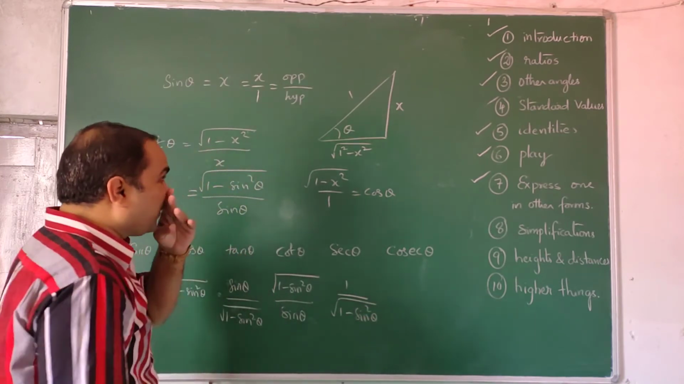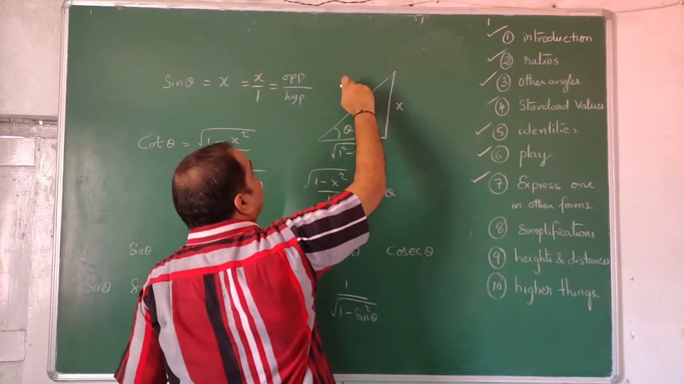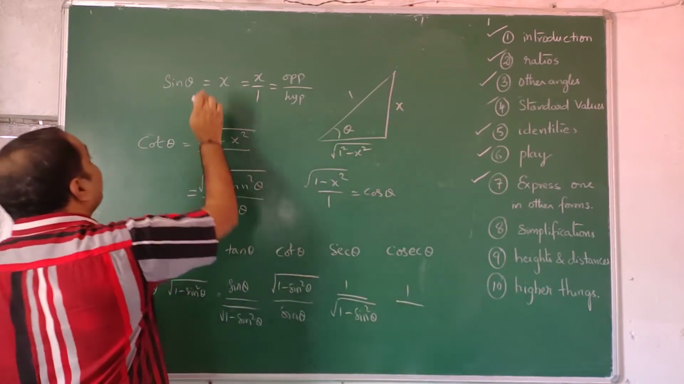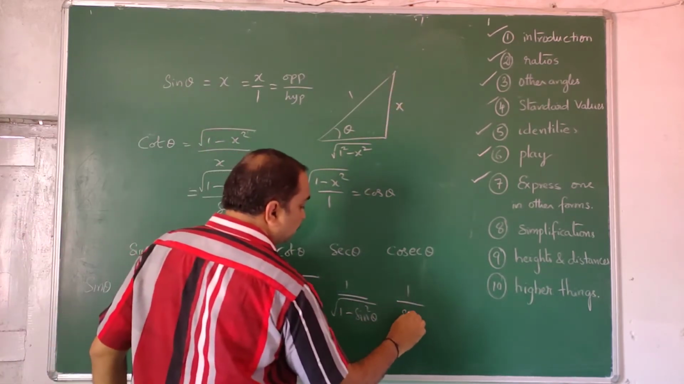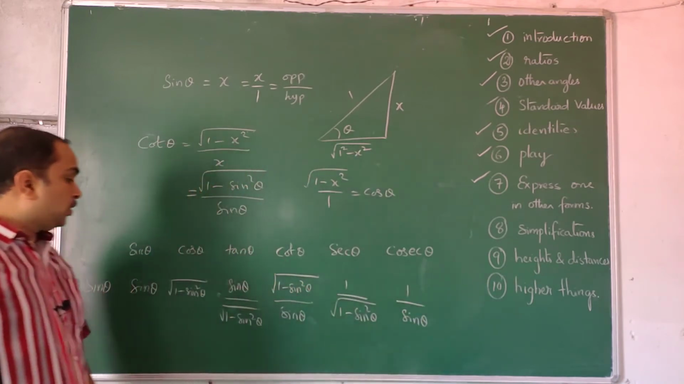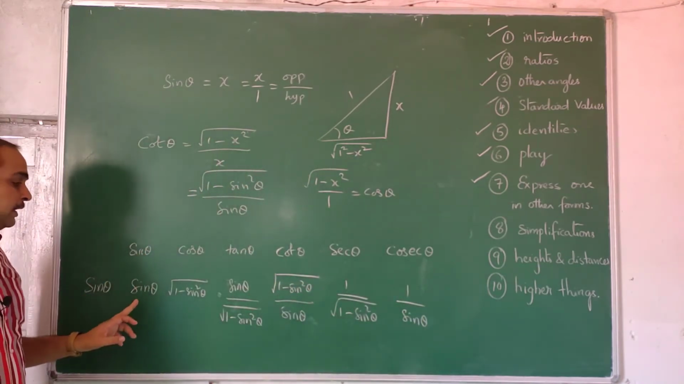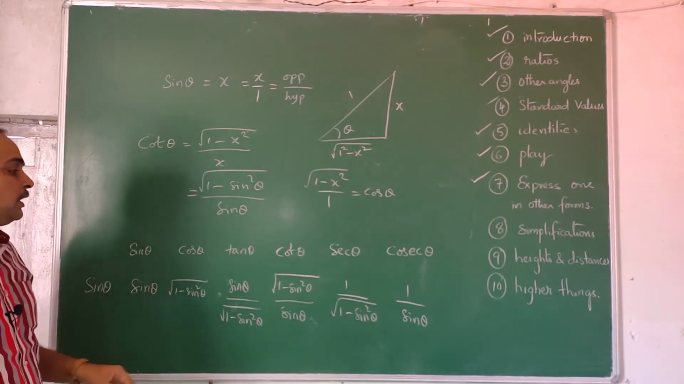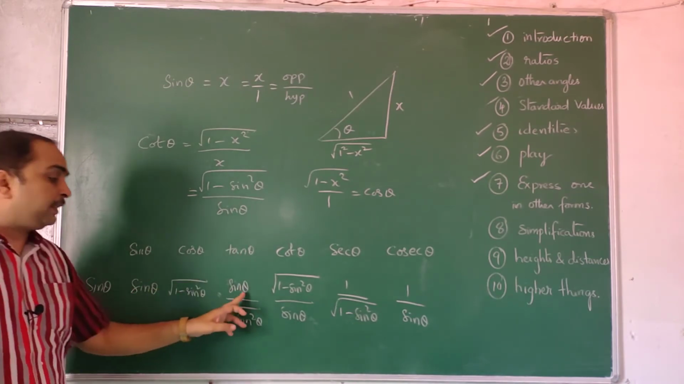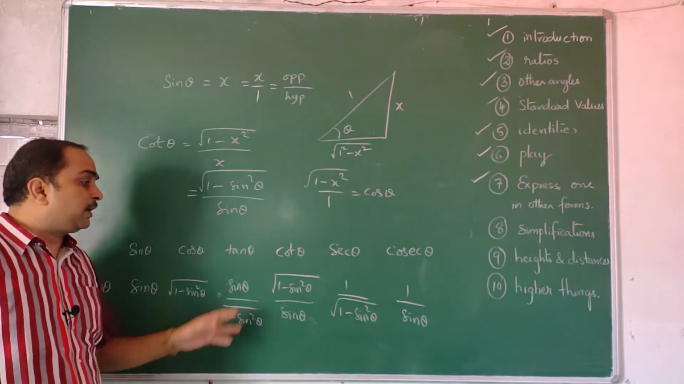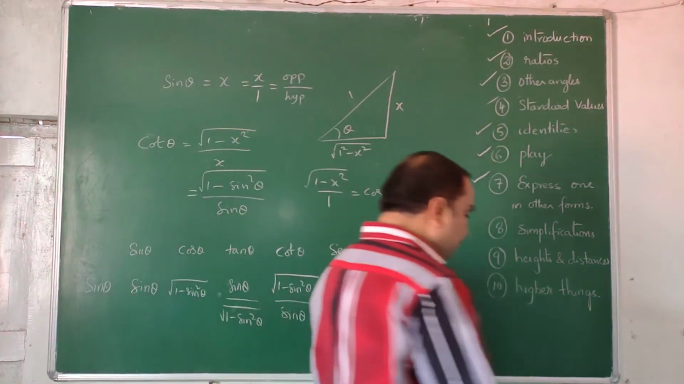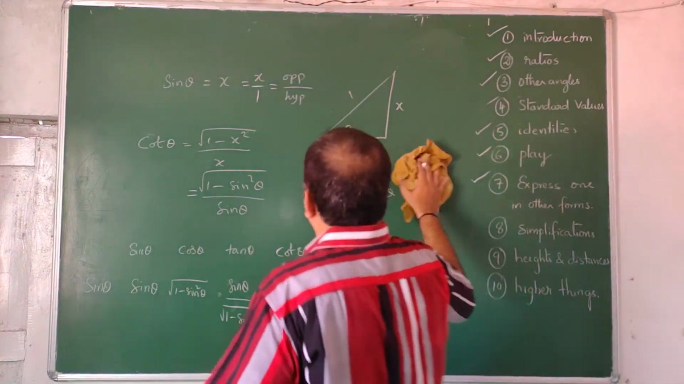What is cosec theta? I told you this by this is sine, this by this is cosec. 1 by x. What is x? Sin theta. So sin theta in terms of sin theta is sin theta. Cos theta in terms of sin theta is under root of 1 minus sin square theta. Tan theta in terms of sin theta is sin theta by under root of 1 minus sin square theta. Like that, everything.